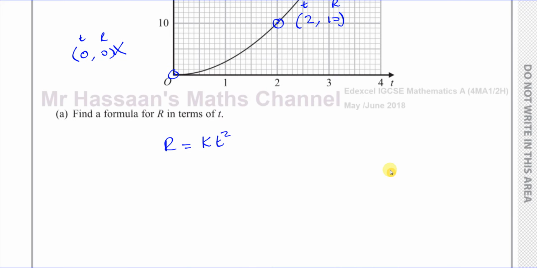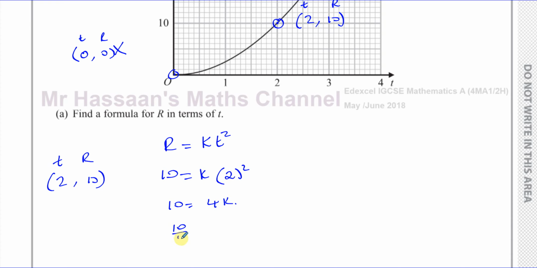So now I'll use the point 2, 10. Remember, this is T, this is R. So I'm going to put 10 equals K times 2 squared. So 10 is equal to 4 times K. 2 squared is 4, so then we can divide both sides by 4. So 10 divided by 4 equals K. So we can say K is equal to 5 over 2.